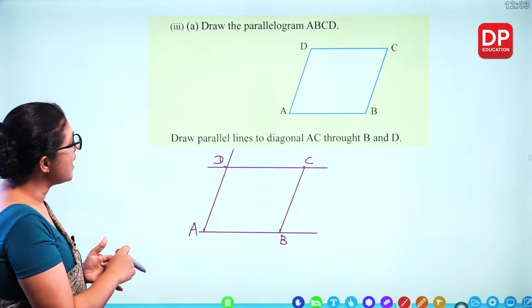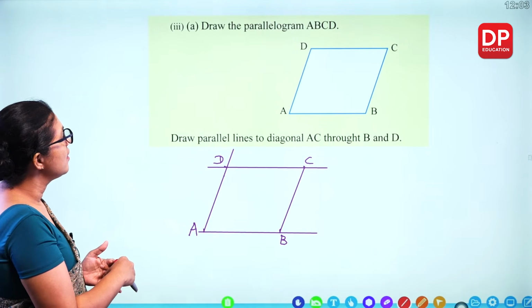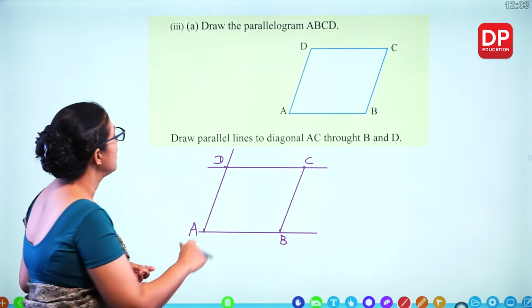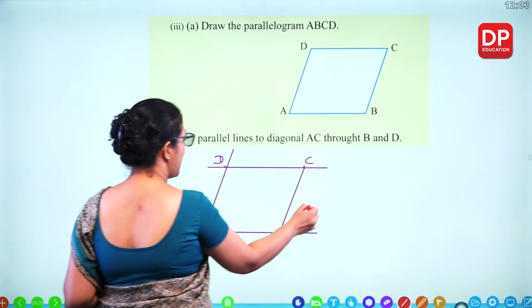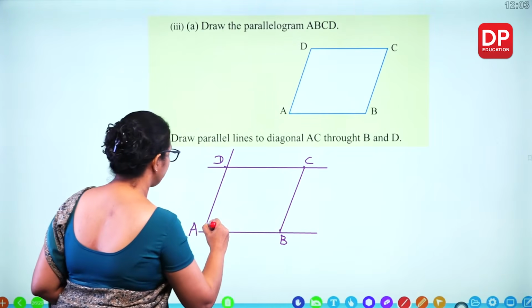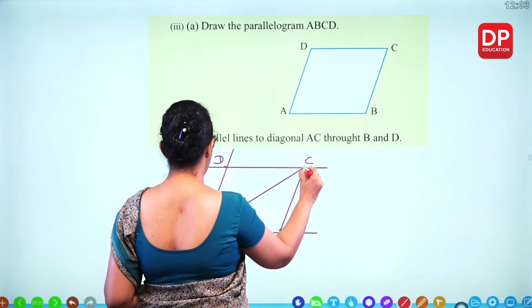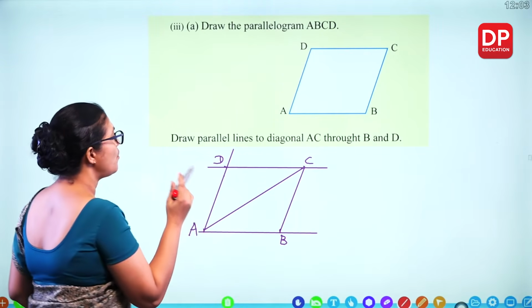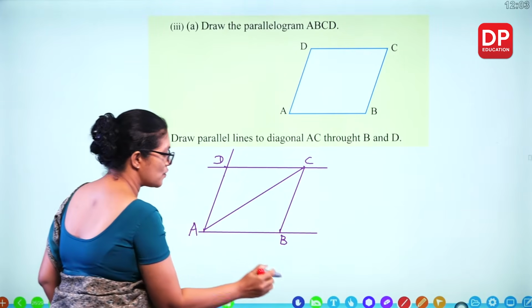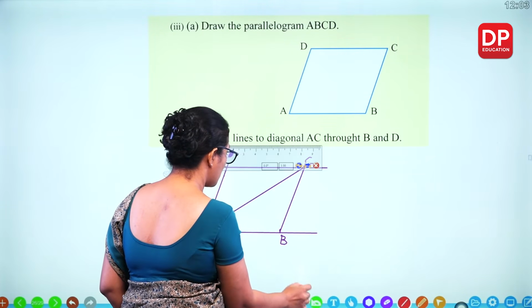Now what do we do? Draw parallel lines to diagonal AC through B and D. So we need diagonal AC. First connect the diagonal A and C. Now we need to draw two parallel lines. For that we can take the ruler and the set square.